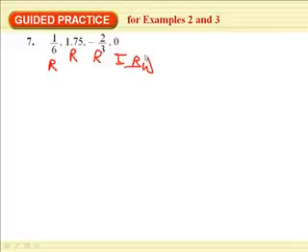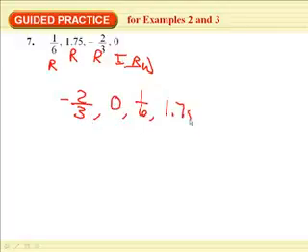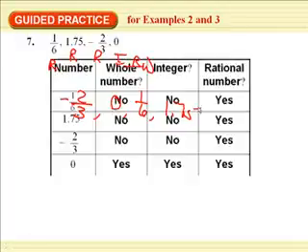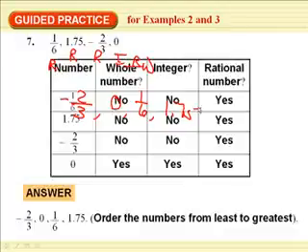And putting them in order, there's only one negative, which is the -2/3. There's a 0, 1/6, and 1.75 because the whole number makes it worth more. That's what we did. And there's our order. Alright. So the last one of that.